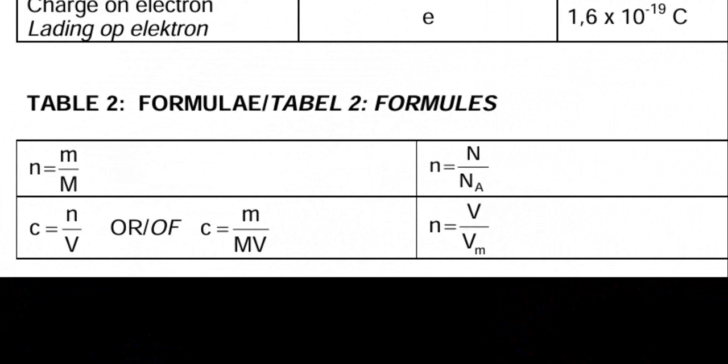So if I give you the mass and the molar mass, which you can get from the periodic table, you are able to get the number of moles. Or if I give you the number of moles and the mass, you are still able to get the molar mass using the equation and not the periodic table. If I give you number of moles and concentration, you can solve for volume. If I give you volume and number of moles, you can solve for concentration. You understand?